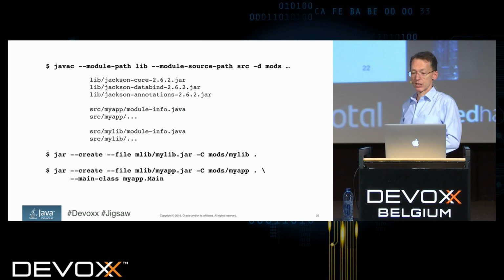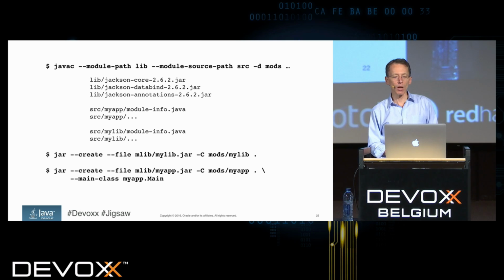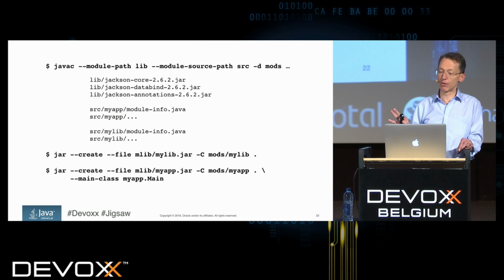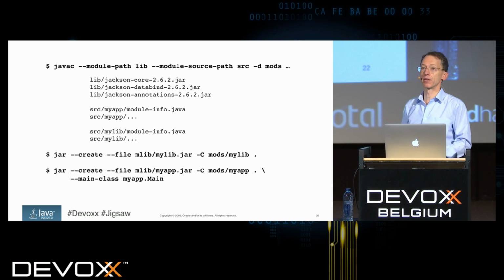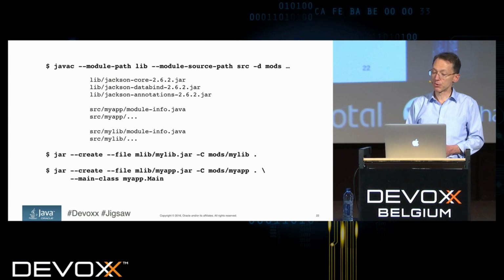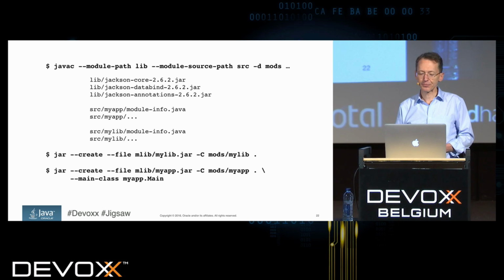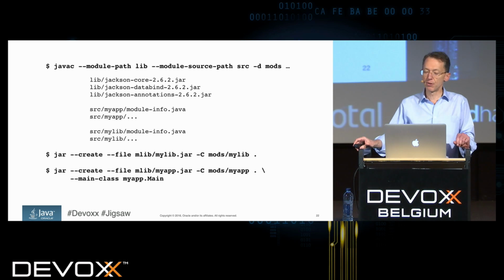Speaking of the compiler, let's see how to run it. We've got the Jackson jar files in the lib directory. We treat them as automatic modules by putting them on the module path with the module path option. We've got the myapp and mylib source in the source directory. We tell Javac about this with the new module source path option. This is required because there's a new level in the directory hierarchy for the modules themselves.